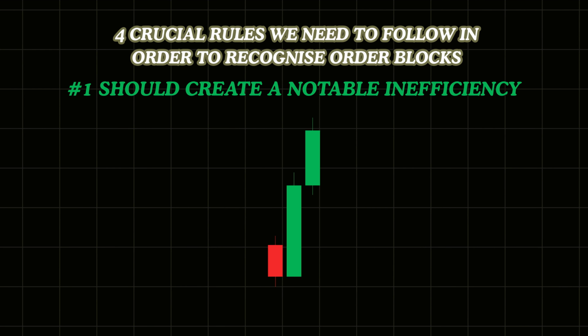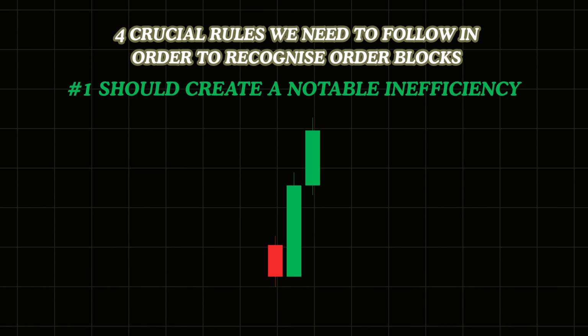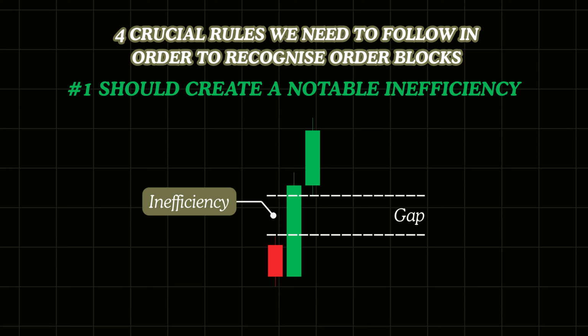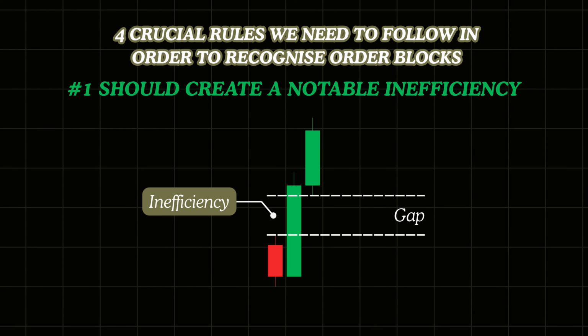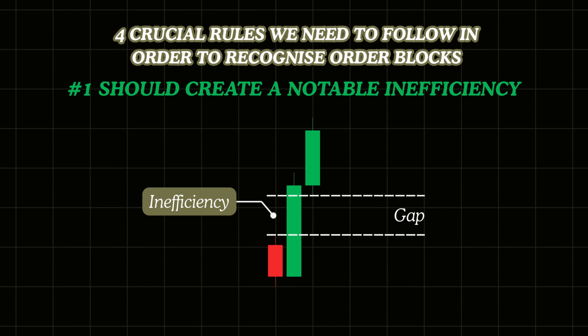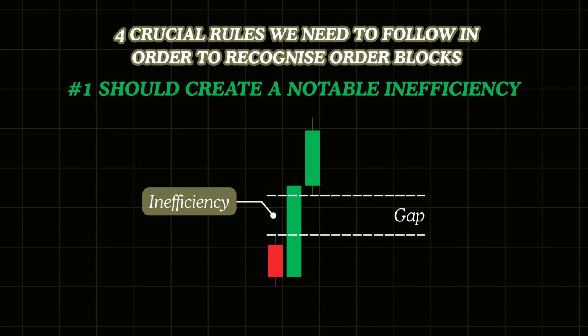There are 4 crucial rules we need to follow in order to recognize order blocks with a strong probability of success. Rule number 1 explains that a high-quality order block should create a notable inefficiency. Inefficiency refers to the imbalance between buyers and sellers in the market, producing a disequilibrium that eventually needs to be addressed. This is typically seen as a gap within the candles.